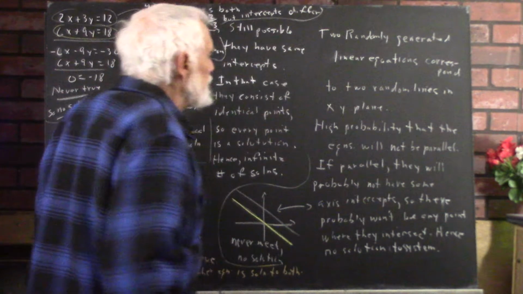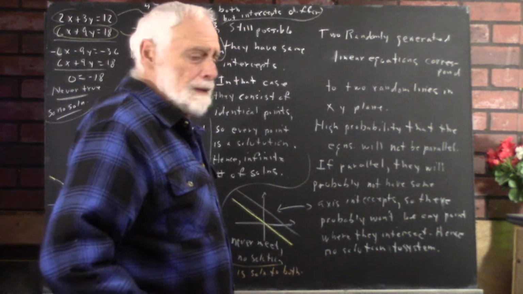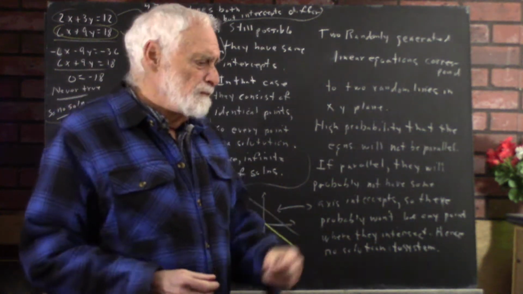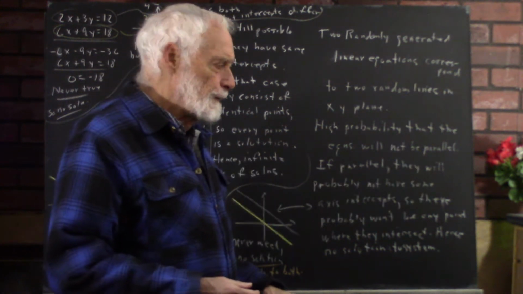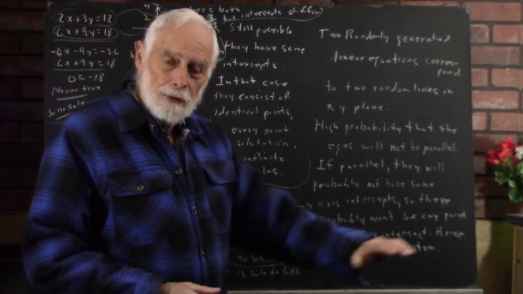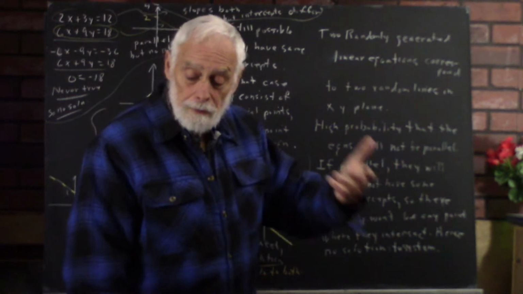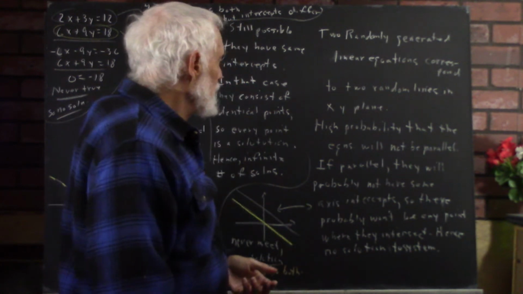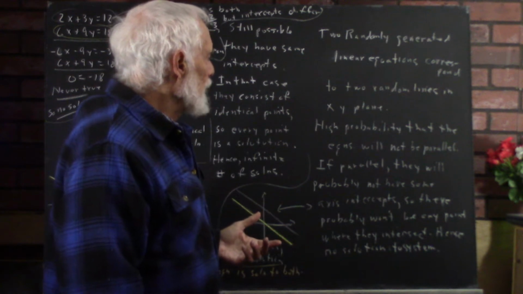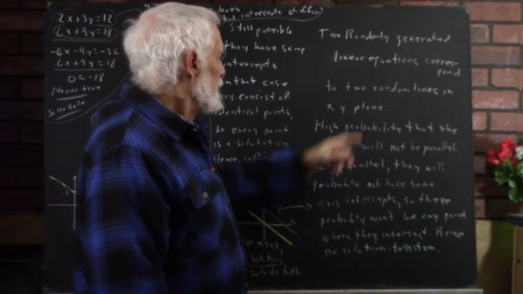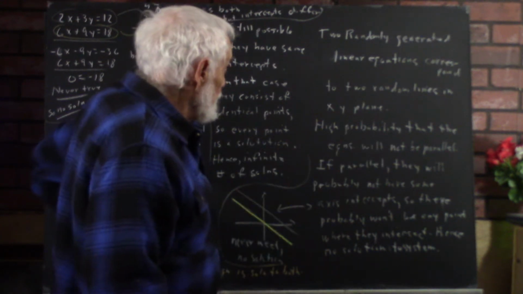Now, if I randomly generate two linear equations by randomly generating a number in front of x, a number in front of y, and a number on the other side of the equal sign to get one equation, and then do the same thing for a second equation, I get two randomly generated linear equations, a set of simultaneous linear equations. Okay? If I do that, that would correspond to two random lines in the xy plane.